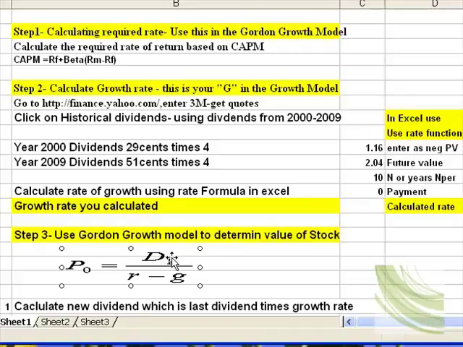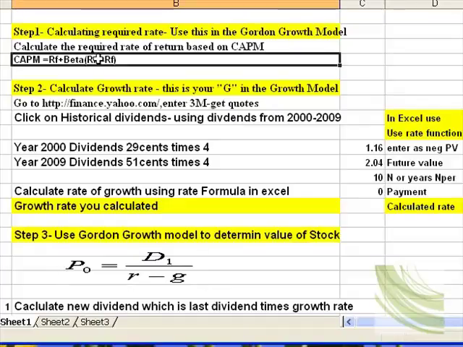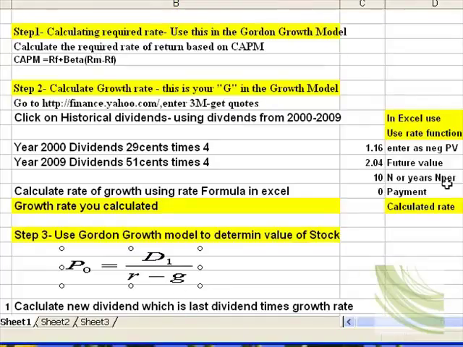Now step 3, calculate D1, because D1 is not the same as 2.04. $2.04 increased by this rate that you calculated just now. So take that, multiply that 2.04 times the growth rate, divided by the required rate minus the growth rate that you calculated here, and figure out the price.